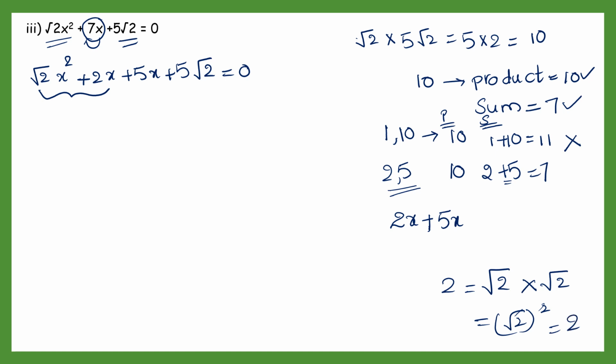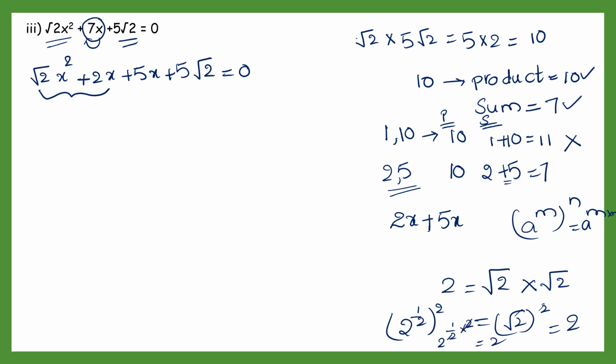You will get 2. Why? A power m whole power n is what? A power m into n. Root 2 whole squared means what? Root means 2 power 1 by 2, whole squared. 2 power 1 by 2 into 2.